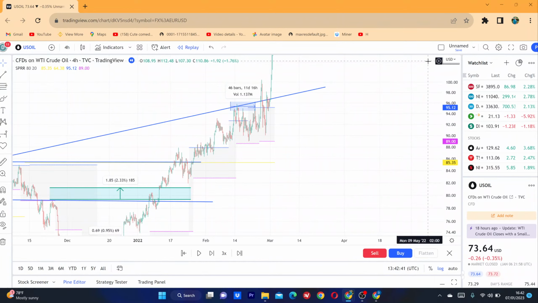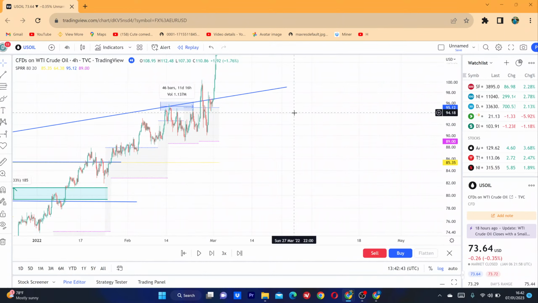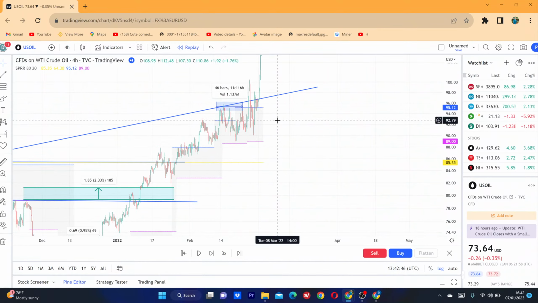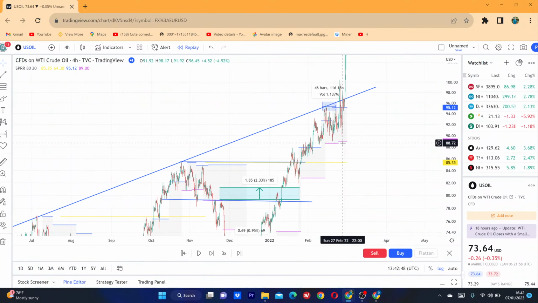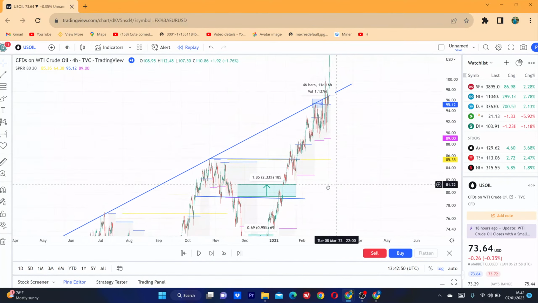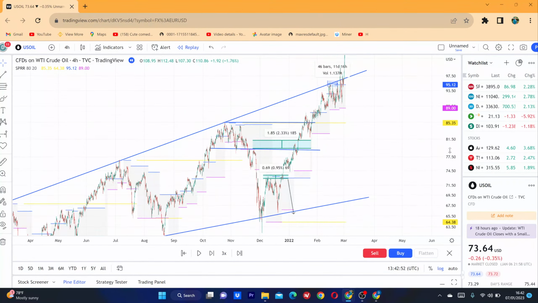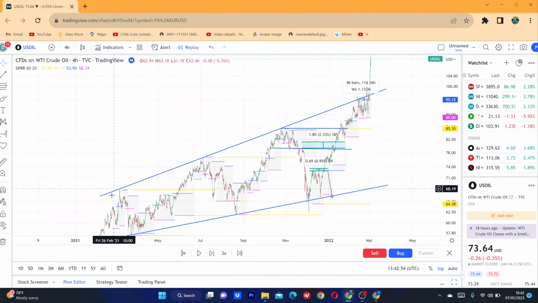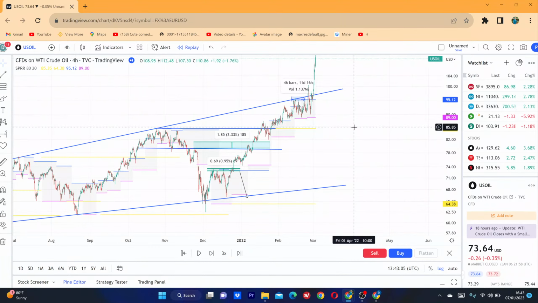So since we now have this broken out, the reason it has been broken out is because it has been tested how many times? It has been tested 4 times now. You can see this area, this, and this one. We always say that the moment it has been tested so many times, there's a chance that it's going to be broken out. It's just going to be broken out.